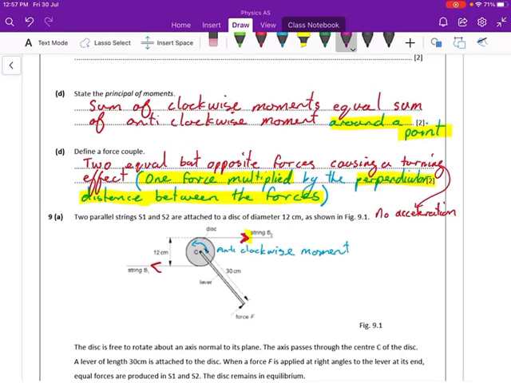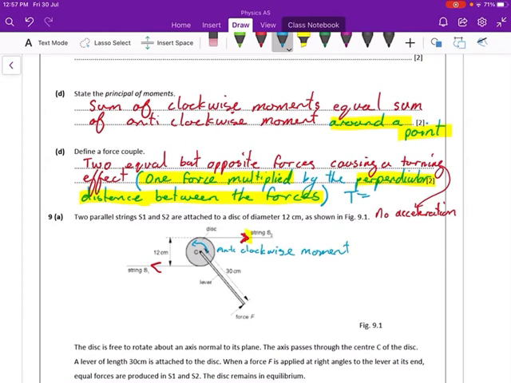Define the force couple. So the red is actually not the definition per se, the two equal but opposite forces causing a turning effect. The correct definition is the one in blue: one force multiplied by the perpendicular distance between the forces. Right? If you think about the formula, it's actually a tau.